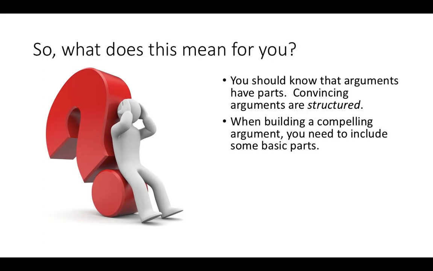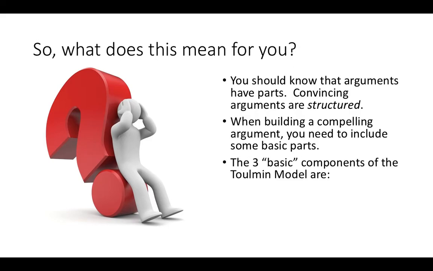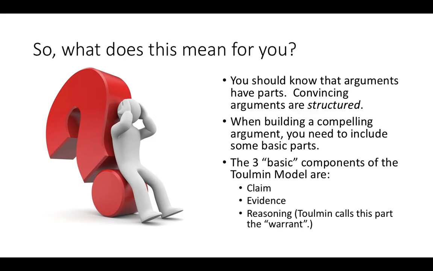When building a compelling argument, you need to include some basic parts. The three basic components of the Toulmin model are the claim, the evidence, and the reasoning. Toulmin calls the reasoning a warrant. Toulmin calls the evidence the grounds or the data. So just those three parts are the parts that you right now need to care about. We're really good at claim and evidence. We need to get better at reasoning.